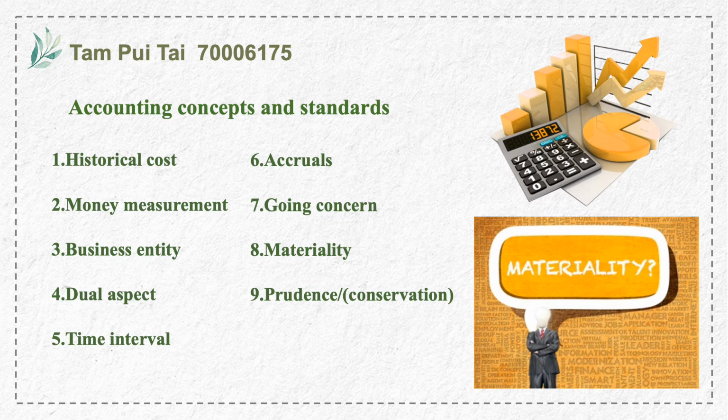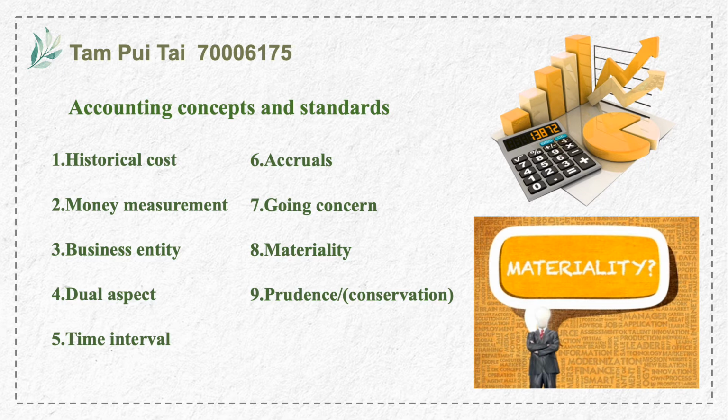Next is chapter 7. We learn about accounting concepts and standards. First one, historical cost. It requires that assets are normally shown at cost price. Number 2, money measurement. It requires that accounting information is traditionally only concerned with facts. Number 3, business entity. It is implied that the affairs of a business are to be treated as being quite separate from the non-business activity of its owner.